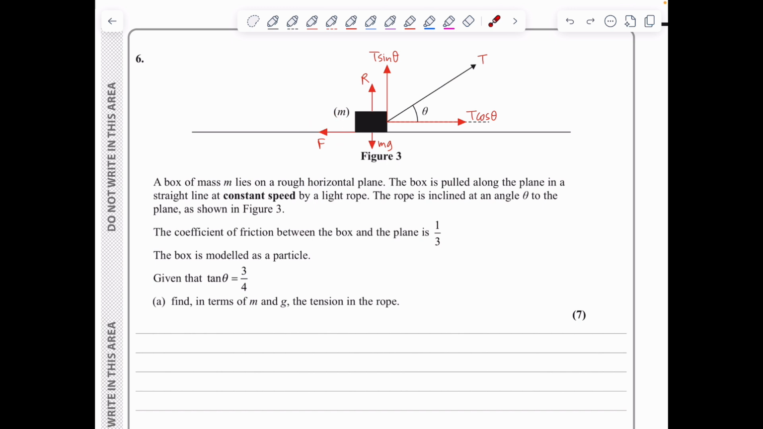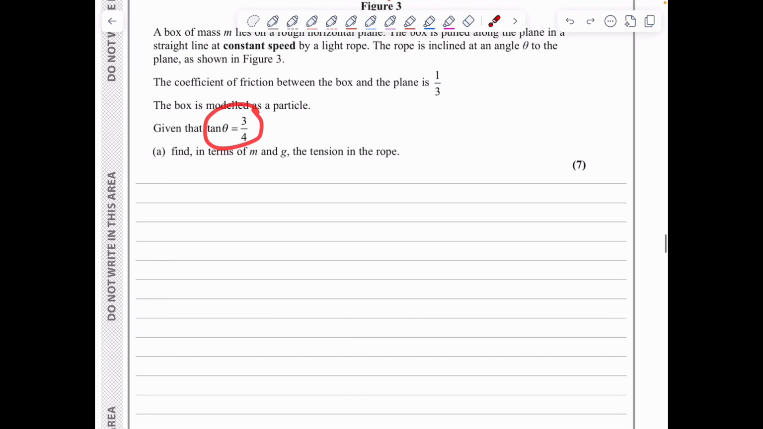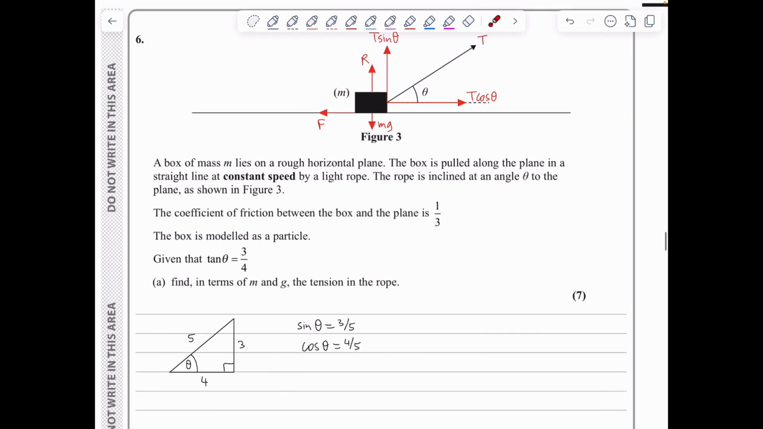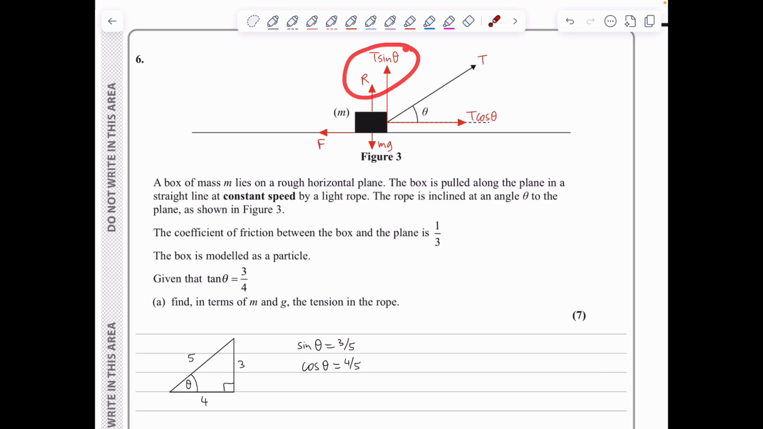Let's start by using the fact that tan theta is 3/4. I will draw a right-angled triangle here. So there it is. Tan theta is opposite over adjacent. So it's a 3-4-5 triangle. So we're looking at sin theta being equal to 3/5 and cos theta being equal to 4/5. I will then consider the vertical forces. So the forces acting upwards are equal to the forces acting downwards.